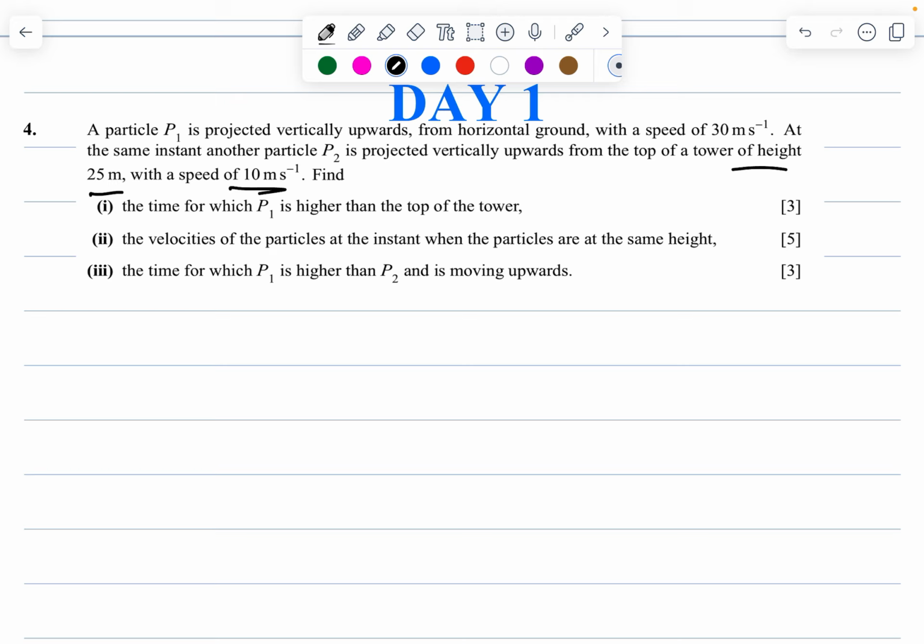So it's a bit complicated question, see carefully. A particle P1 is projected vertically upwards from horizontal ground with a speed of, so this is the horizontal ground, this is P1, and it is being projected with a speed of 30 meters per second.